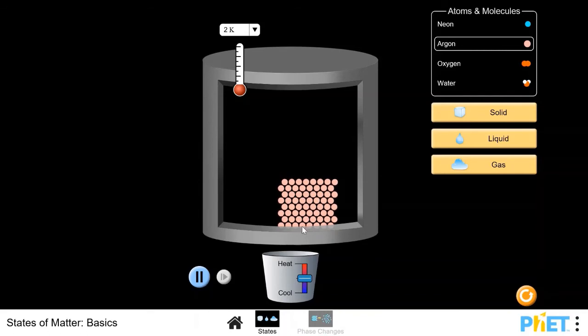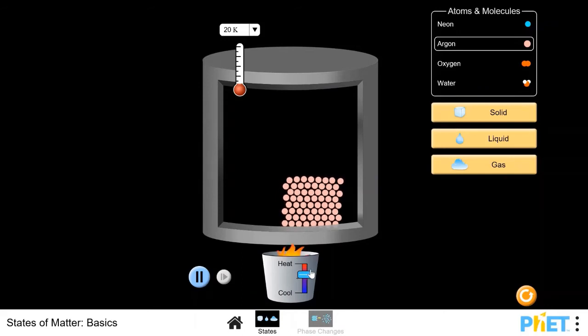So what we can do here is add some heat to our ice crystal here. So you can see the temperature is now up to 20 kelvins. We still have a solid phase here, but notice now there's some more thermal energy added to our ice crystal, and the little atoms are wiggling around more vigorously now.